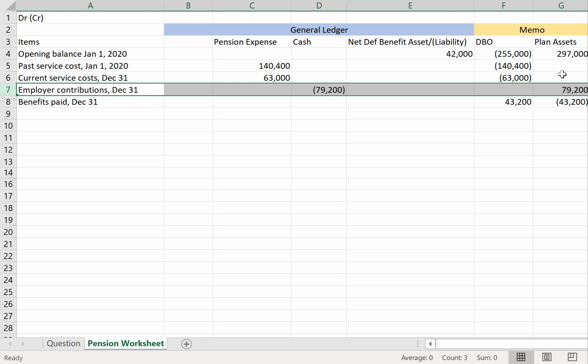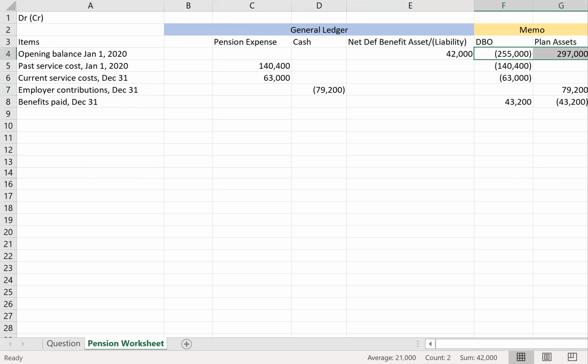Now, in this question, we know that these are opening balances here. And we also know that there's this past service cost that happened at the beginning of the year. So plan assets, we can use 297 as the base for our calculation. But for the DBO, we need to make sure we're using the sum of these two, which is 395,400 as the basis for our interest cost. And it did say that the past service costs are also at present values. They would need to have the time value of money taken into account.